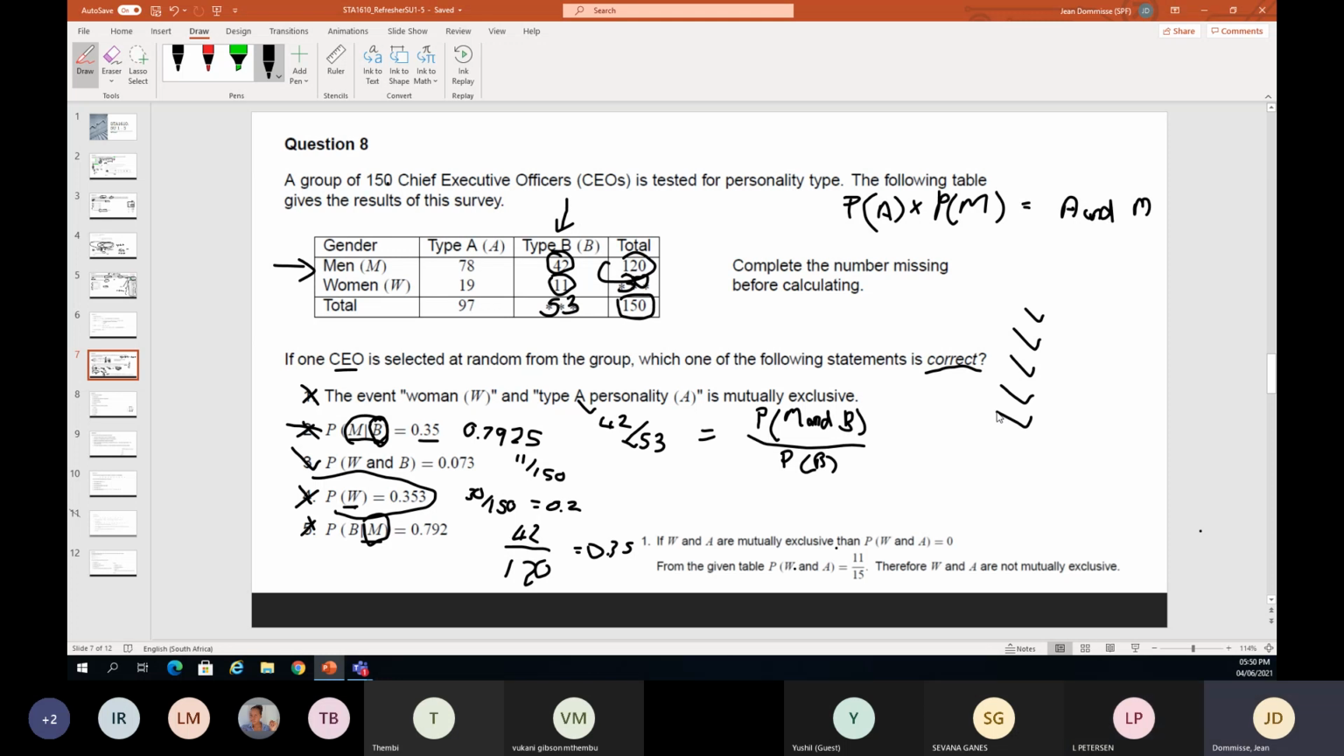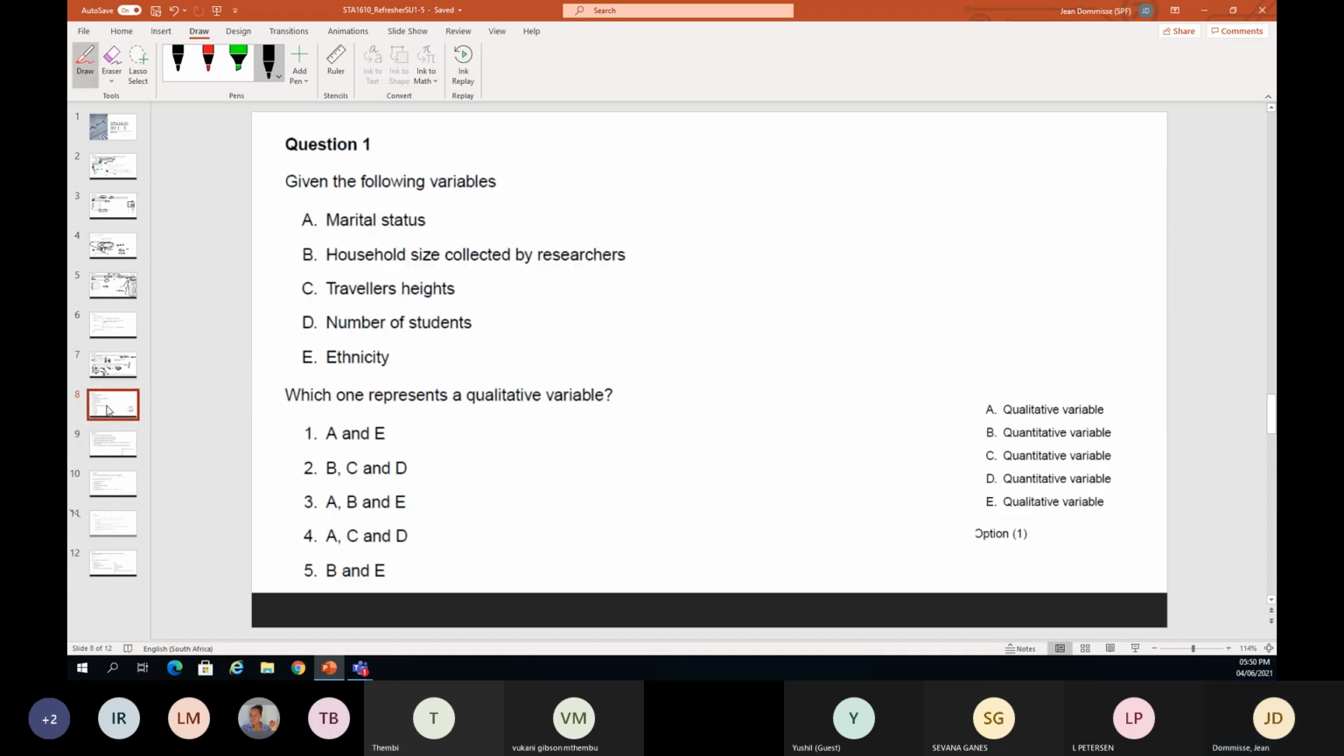Sweet. Okay, let's quickly check. This is going way back to your assignment 1, but since that is also still due for Monday, I thought let's quickly look at some of those as well. So, given the following variables: marital status, household size, traveler's height, number of students, ethnicity, which one represents a qualitative variable?